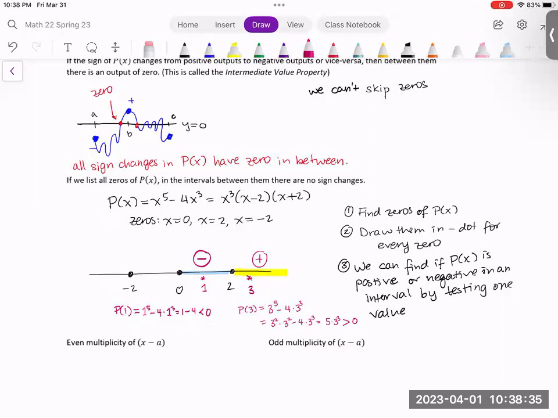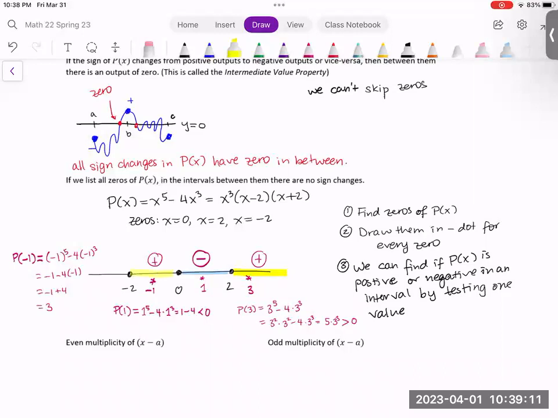All right, from negative 2 to 0, we're going to do the same sort of thing. We can choose a value, let's say negative 1. P of negative 1 is equal to negative 1 to the fifth minus 4 times negative 1 cubed. So this is negative 1 minus 4 times negative 1. So that's negative 1 plus 4. This is positive. I'm going to draw that in with a yellow for all of the x values where the output is positive.